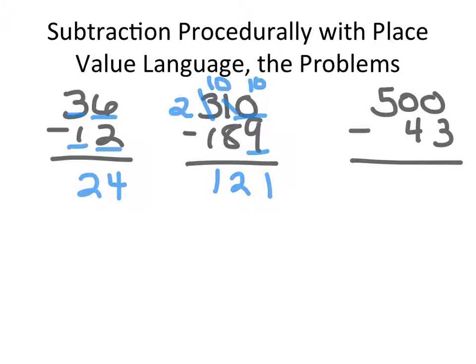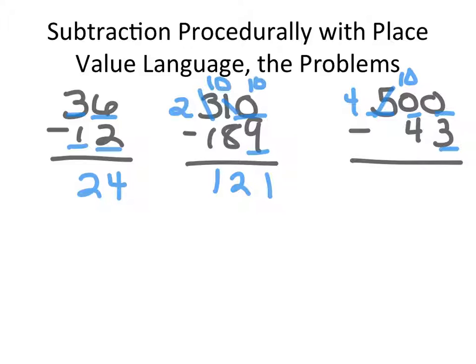In this problem, I have 0 ones take away 3, which I can't do. So I go to the tens place to get a 10 that I can break into ones. But there are no tens either. So that means I'm going to go to the hundreds place, and I'm going to break that 100 that I take from the 5 into 10 tens. So now I have 4 hundreds because I took one. I broke it into 10 tens.